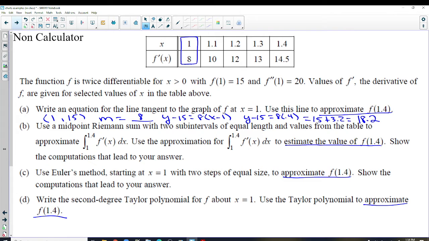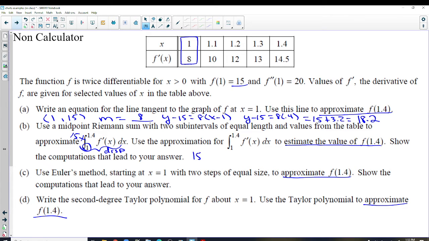Use a midpoint Riemann sum with 2 subintervals of equal length and values from the table to approximate the integral of f prime of x from 1 to 1.4. So really this is talking about displacement. That's not really position. That's not really a value. It's displacement. So what we need to do is start with 15. See how it starts with 1 there. So really we need 15 plus that to actually find the answer. And it says, use the approximation that you found to estimate the value of f of 1.4.